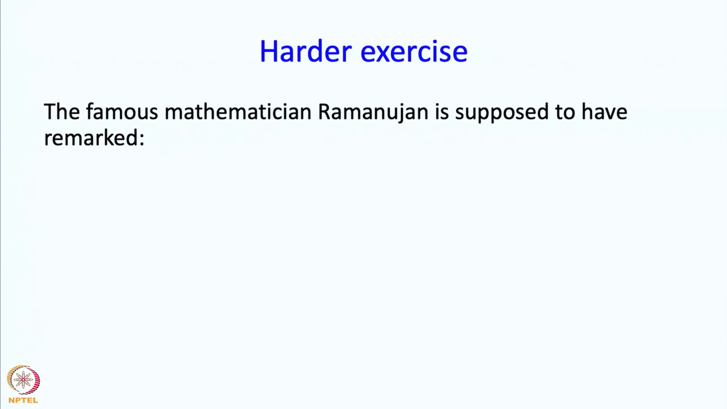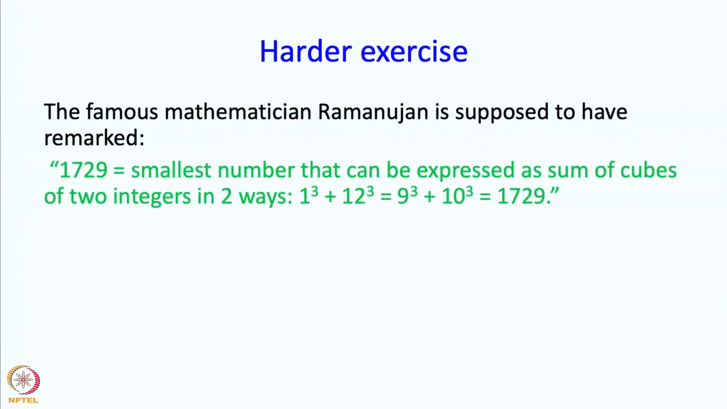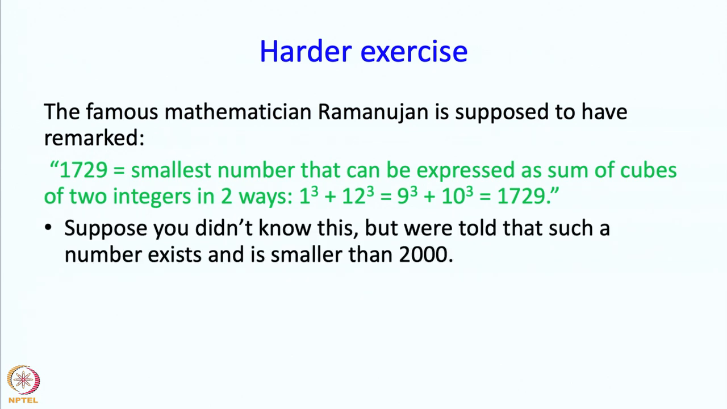A harder exercise relates to something that the famous mathematician Ramanujan is supposed to have said. So, he said sometime that 1729 is the smallest number that can be expressed as sum of cubes of 2 integers in 2 ways. In particular, 1 cube plus 12 cube is 1729, because 1 cube is 1, 12 cube is 1728, 9 cube is 729 and 10 cube is 1000, and therefore 9 cube plus 10 cube is also 1729.